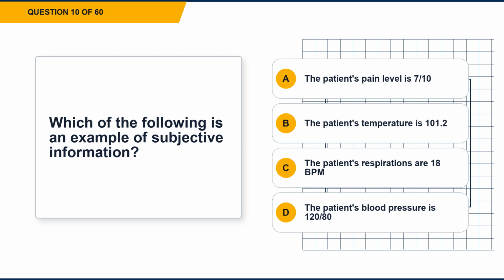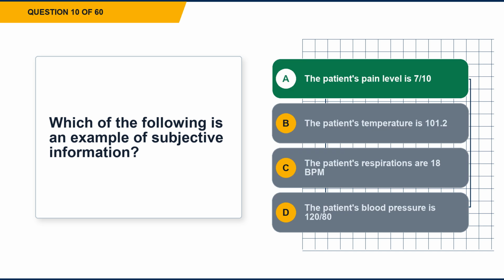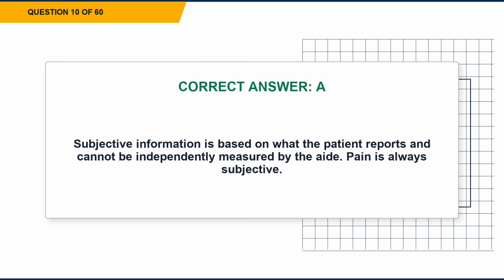Question 10. Which of the following is an example of subjective information? Option A, the patient's pain level is 7/10. Option B, the patient's temperature is 101.2. Option C, the patient's respirations are 18 breaths per minute. Option D, the patient's blood pressure is 120/80. The correct answer is option A, the patient's pain level is 7/10. Explanation. Subjective information is based on what the patient reports and cannot be independently measured by the aide.